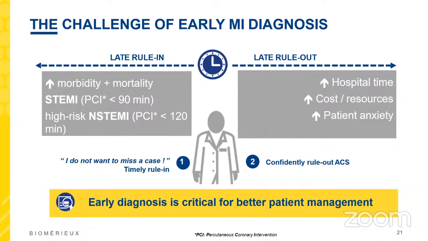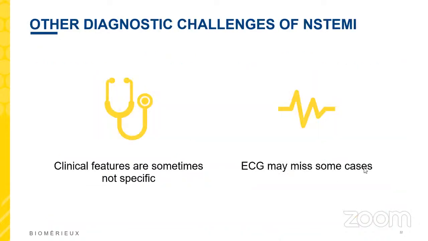if we do things late, then we're increasing morbidity and mortality, obviously, all right? If we rule out late, then we're keeping the patient in hospital, increasing the cost, increasing the anxiety, all right? So the doctor, the clinician, is stuck between two problems. They don't want to miss a case, but they want to confidently rule it out. So early diagnosis is critical, and that's where beyond an ECG, a troponin or a biomarker such as troponin is very useful in supporting the diagnosis.